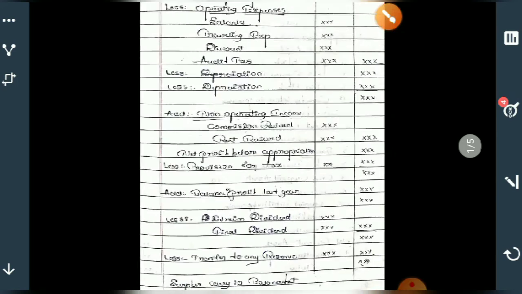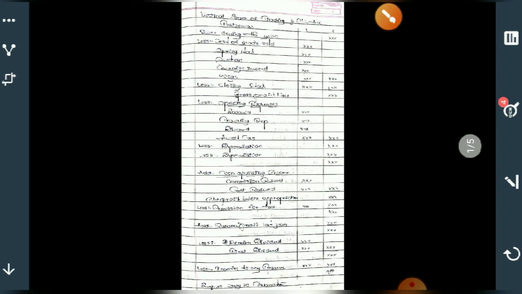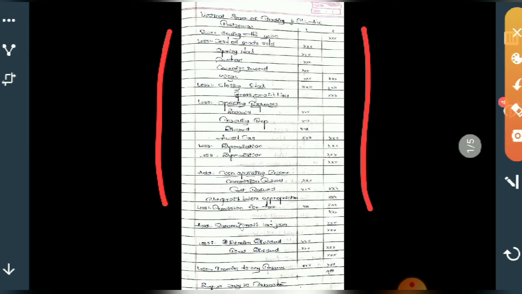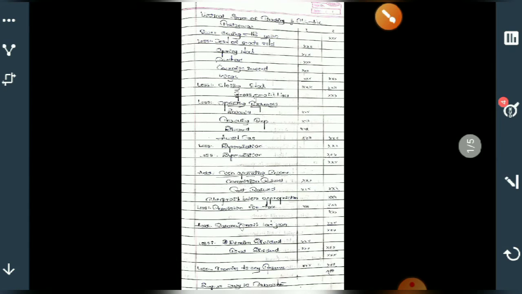So this is the complete trading and P&L account in one format, in one page. The complete trading and P&L account vertical format is here in one page. First you have to note this down in a fair book, and after this, let us study further things.